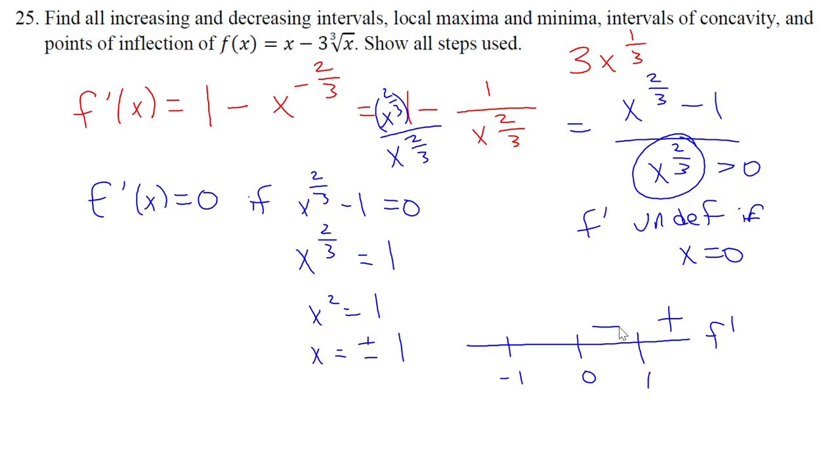And the same is going to happen if I pick something like negative 1/8, which is between negative 1 and 0. The cube root of negative 1/8 is negative 1/2. And when I square that, I get positive 1/4 minus 1, which is still negative.